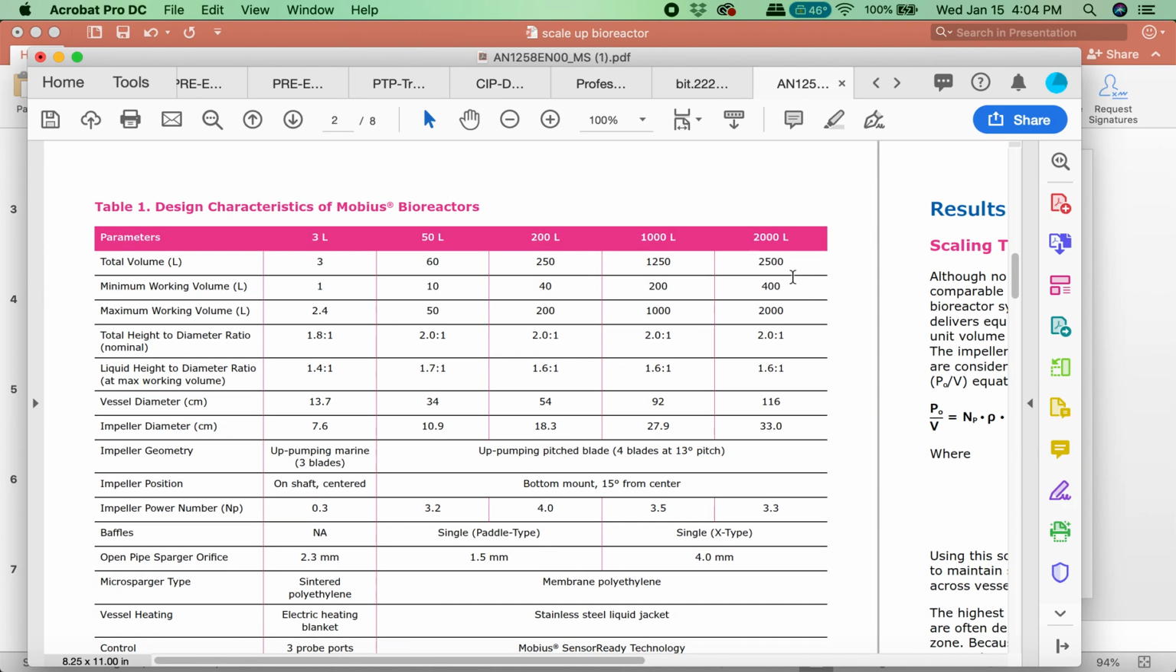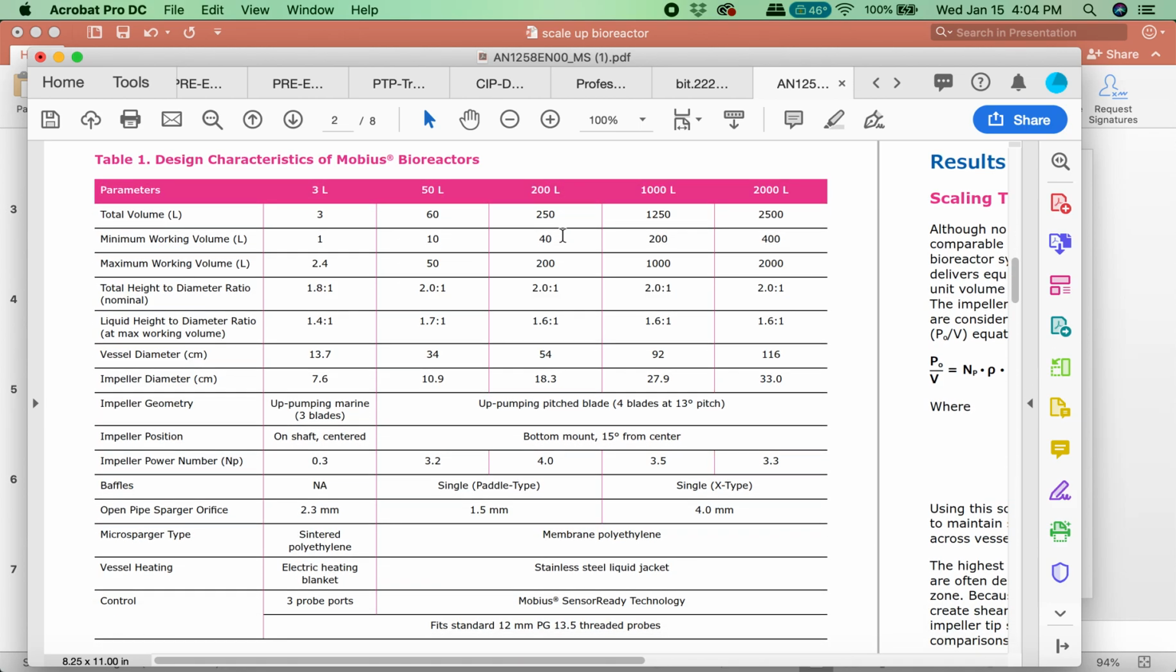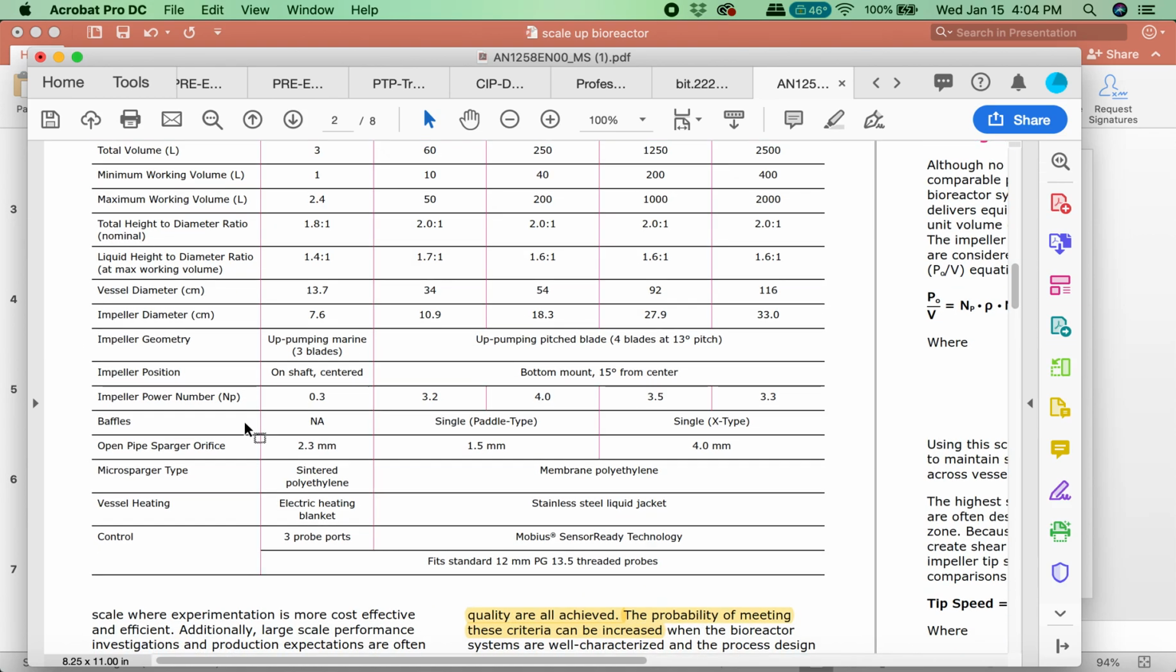And then design characteristics of the Mobius bioreactor. So you can say impeller geometry, impeller diameter, total height to diameter ratio, maximum working volume, impeller power number, baffles, open pipe sparger orifice, microsparger type, vessel heating and control.